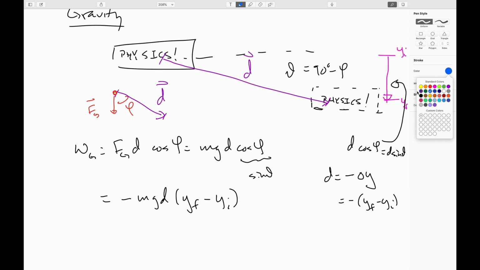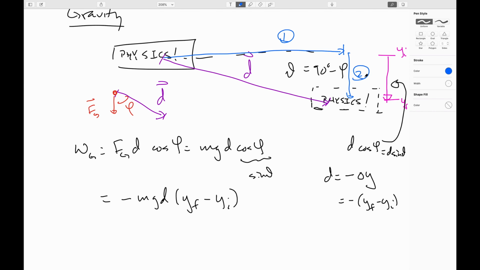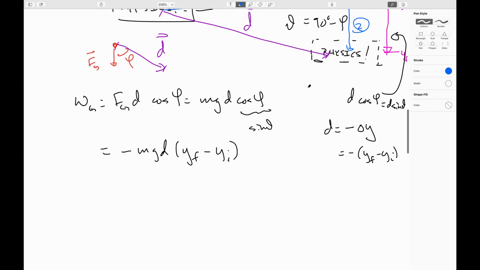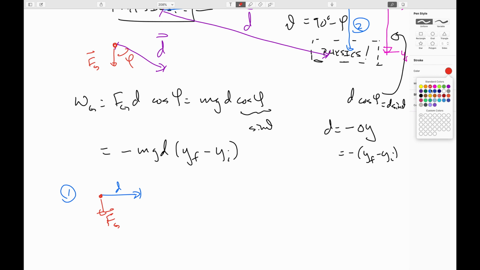Now let's go take a look at another path. Let's take a look here at this blue path. Let's say we displace like this for leg 1, and then that for leg 2. Well, along leg 1, the displacement is horizontal. The force of gravity is vertical. That's a right angle between them. So the work done by gravity along this leg is 0.